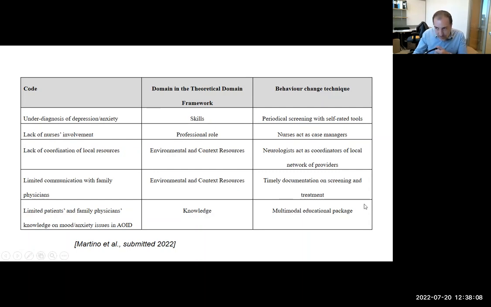Some of the behavioral changes that were broadly identified were the introduction of a periodical screening using self-rated tools, in order not to impact on temporal capacity in busy clinical services; the introduction of a care navigation system that is essentially coordinated by the neurologist and or by the nurses, depending on how a certain site and clinic works; the need to timely document screening and treatment to family physicians in notes; and the need to always utilize a multimodal educational package.